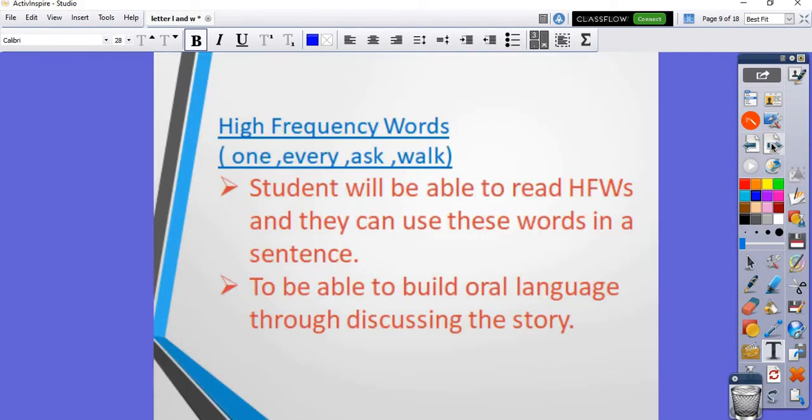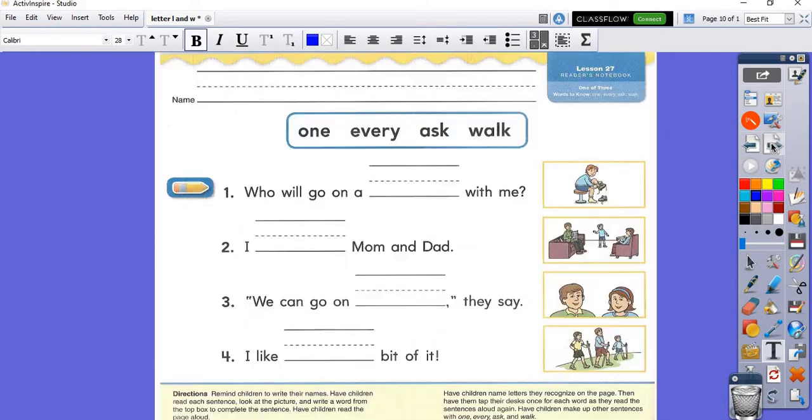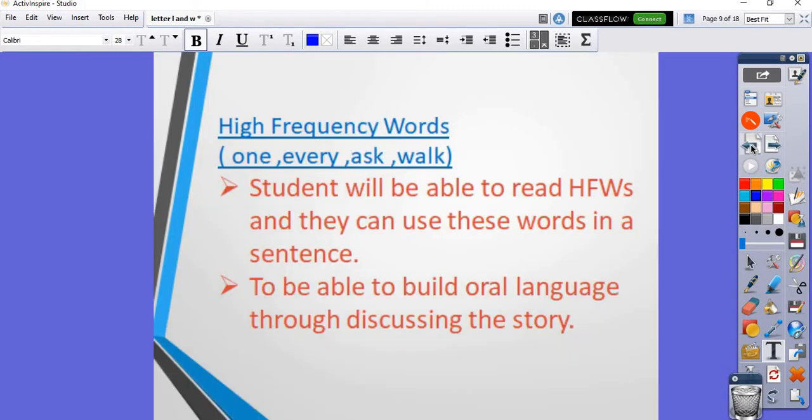Now we have high frequency words. This week we are doing 4 high frequency words. Number 1 is one. Every. Ask. Walk. By the end of the lesson, the children will be able to read high frequency words and use these words in a sentence.